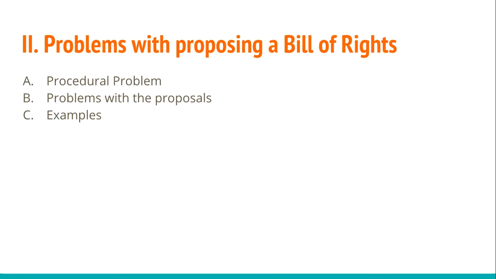So, problems with proposing a Bill of Rights. Three problems that we're going to go over. Well, two problems and then the examples. One, A is the procedural problem. B, problems with the proposals themselves. And then I'll give you some examples of those proposals. The first was the procedural problem, in that how would the Bill of Rights or how would amendments be made?